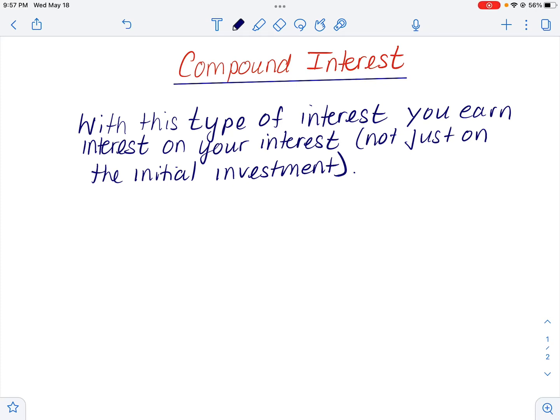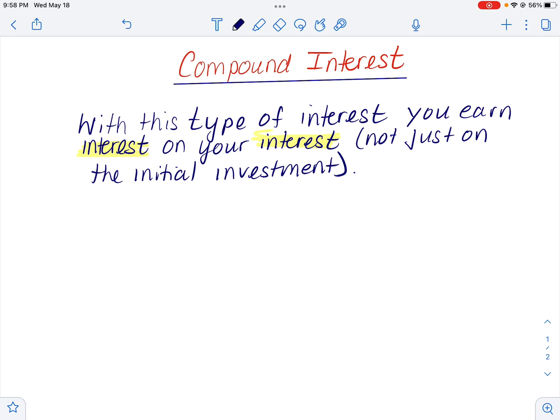Hey, this is a video on compound interest. So we talked about simple interest and we saw some graphs of it and we saw that it was a linear relation. So compound interest is different. With this type of interest, you earn interest on your interest, not just on your initial investment. So the interest that you make goes back in and gets added to your initial investment. So then when you earn interest on that, it's a bigger amount. So you get more interest every time.